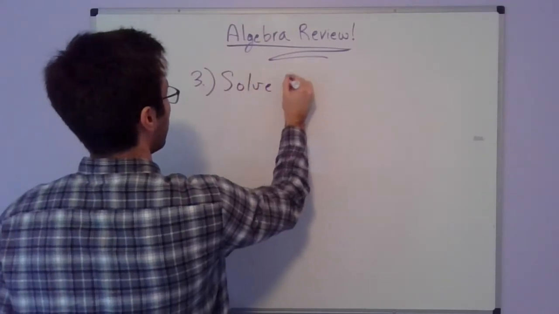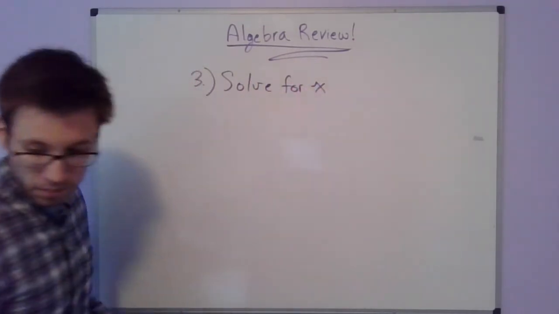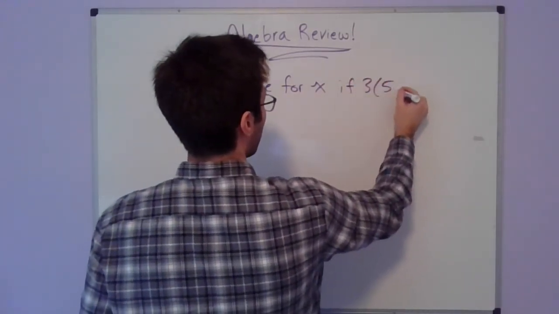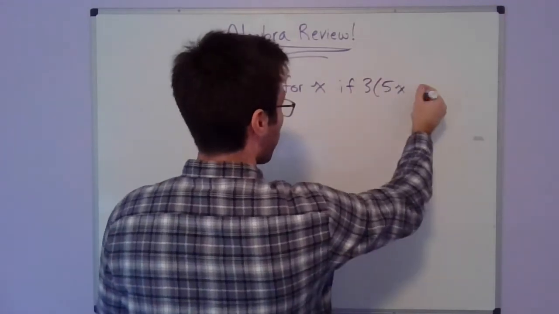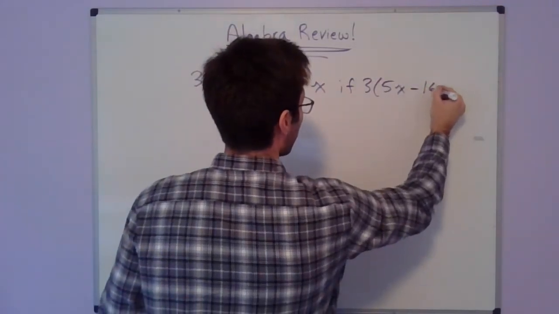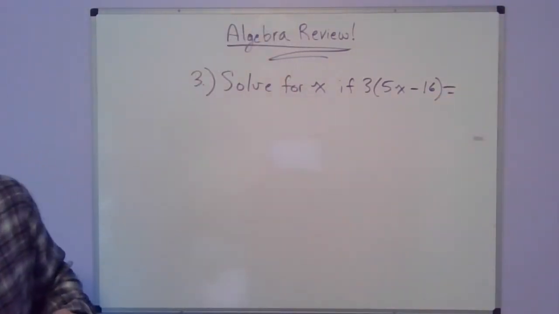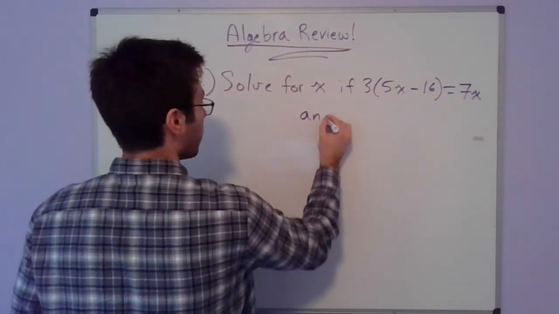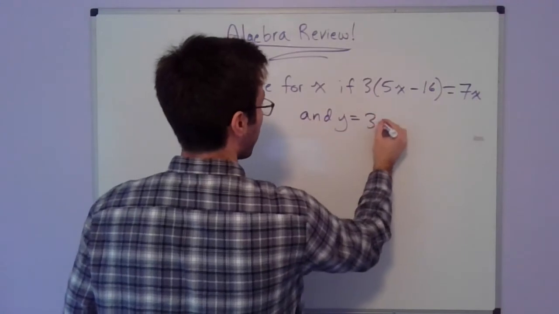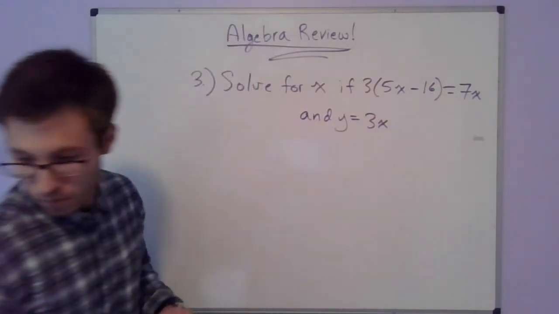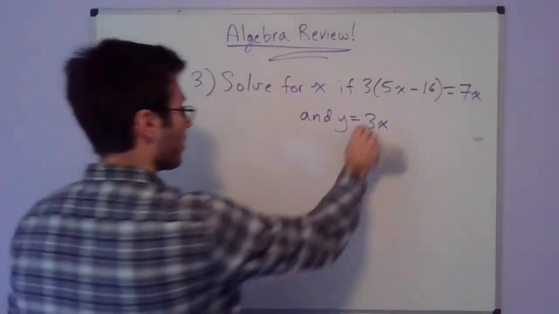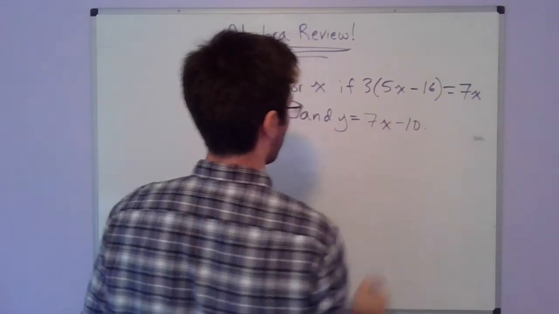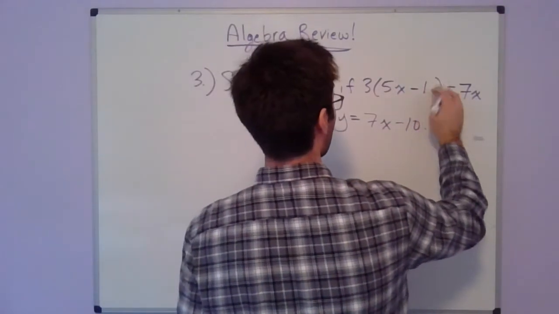So we're going to ask to solve for x if 3 times the quantity 5x minus 16 is equal to 7x, and y equals 7x minus 10. Actually, sorry, y equals 7x minus 10. Maybe I should just make this 16 a little bit better here.